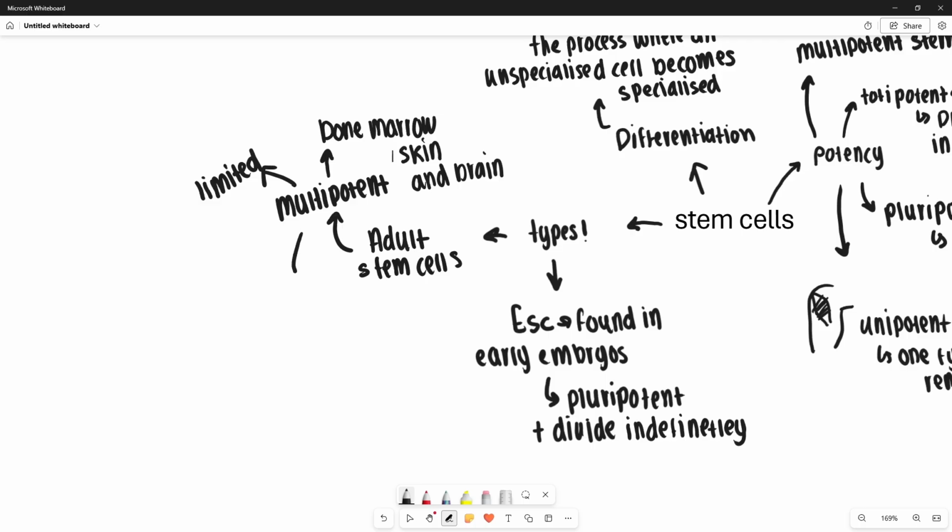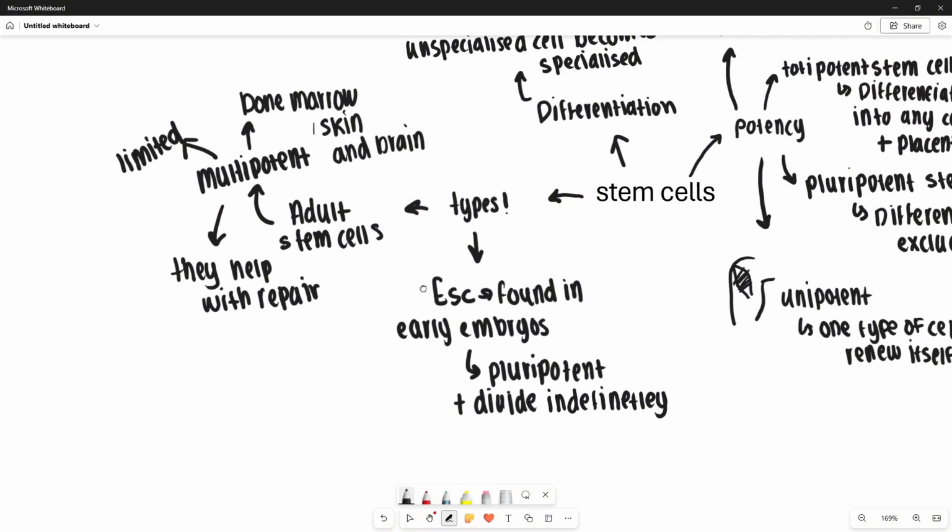They help with repairs. The reason they help with repairs is because multipotent stem cells can turn into a range of cells. The fact that they can turn into a range of cells helps with these repairs. For example, if you scrape your knee, the gene in the stem cells activates, and skin cells are produced to help and slowly repair the wound on your knee.